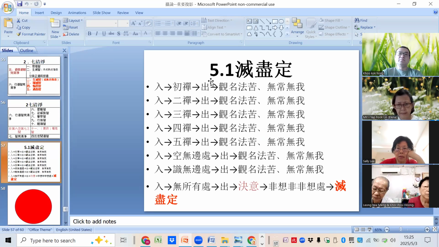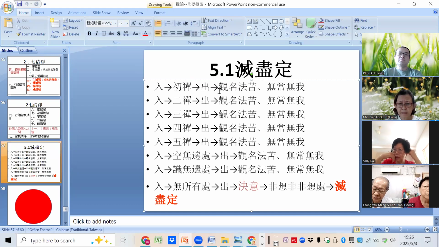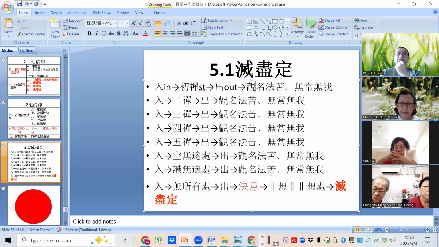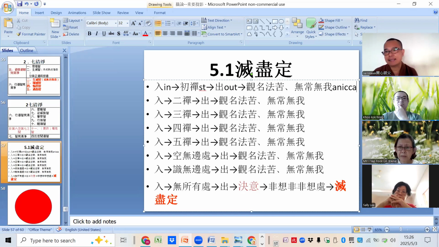Okay, let me try to explain now. Number one, you have to enter the first jhana, then you emerge from the first jhana. Let me show you. This is the first jhana. So you must go in, then you must go out from the first jhana. Then again, you have to do the vipassana. The vipassana for what? For anicca, dukkha, anatta.